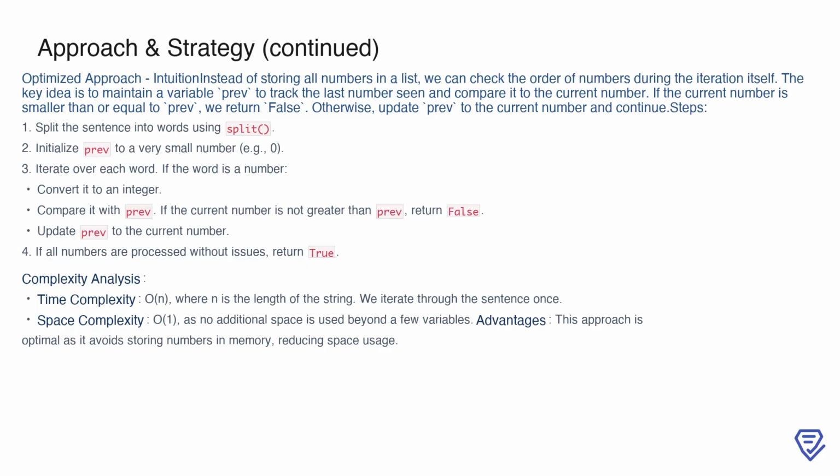As we iterate, whenever we find a number, we convert it to an integer, compare it with previous, and either update previous or return false based on the result. If we finish processing without any issues, we return true.